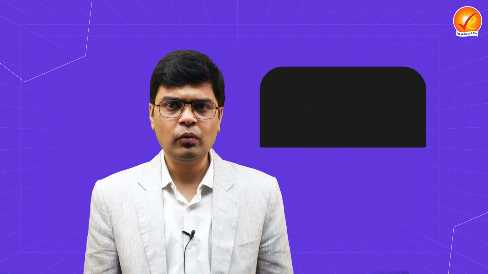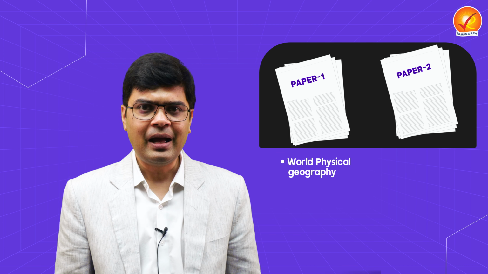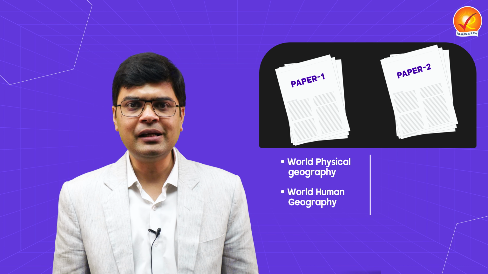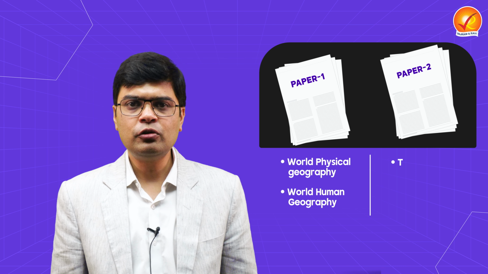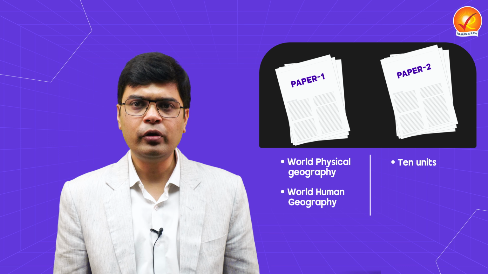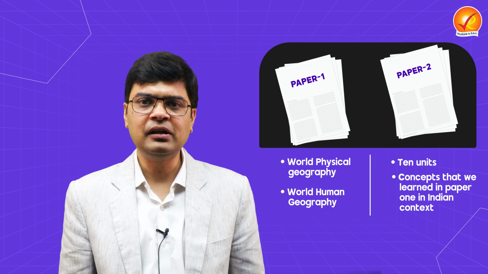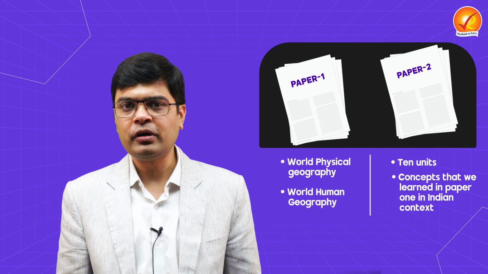So geography optional, like other optionals, will have 2 papers. One is paper 1, second is paper 2. Paper 1 deals with physical geography of the world, that is fundamentals of geography, and part B of paper 1 deals with the human geography of the world. In paper 2 also we have 10 units, and we are going to apply the concepts that we learned in paper 1 in the Indian context in paper 2.